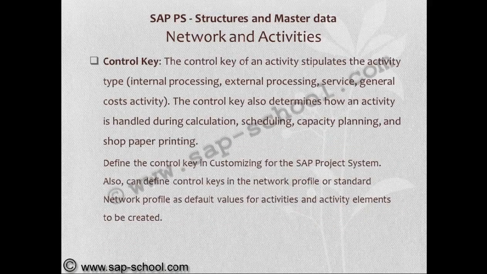Control key. The control key of an activity stipulates the activity type, whether it is an internal processing, external processing, service, or general cost activity. The control key also determines how an activity is handled during calculation, scheduling, capacity planning, and shop paper printing. Define the control key in customizing for the SAP project system. Also, you can define control keys in the network profile or standard network profile as default values for activity elements to be created.